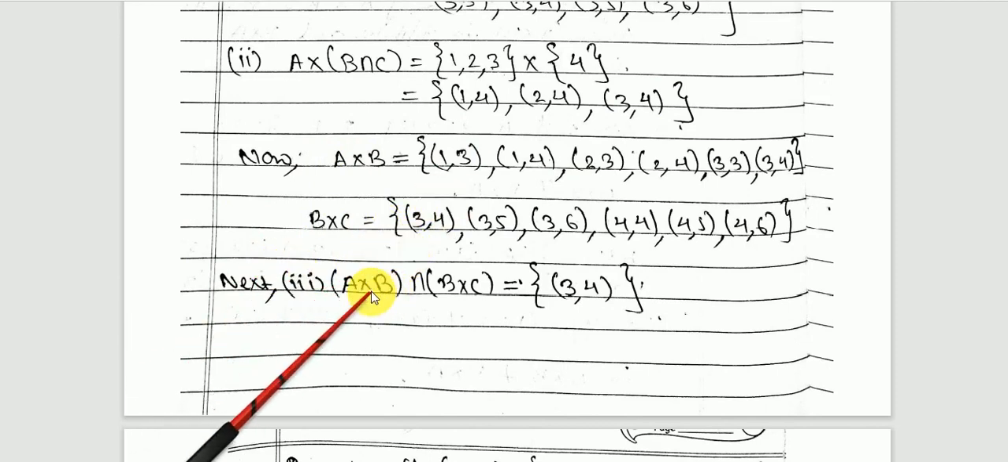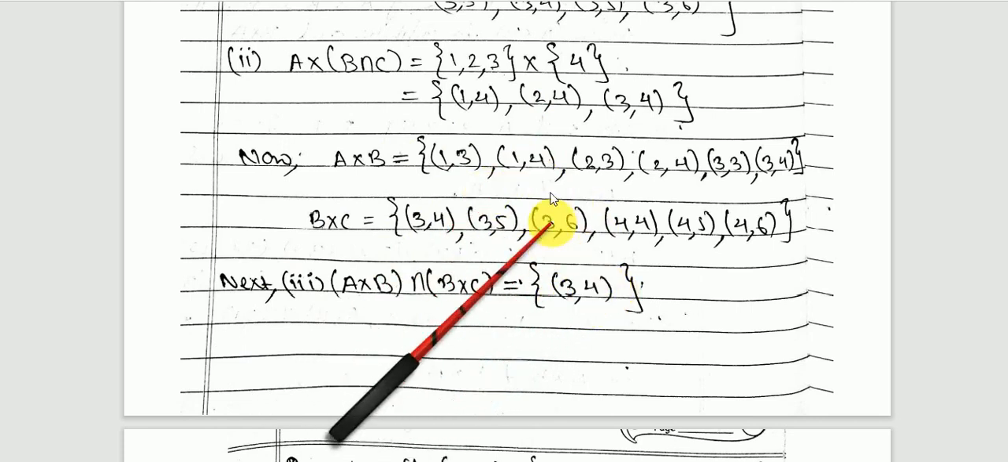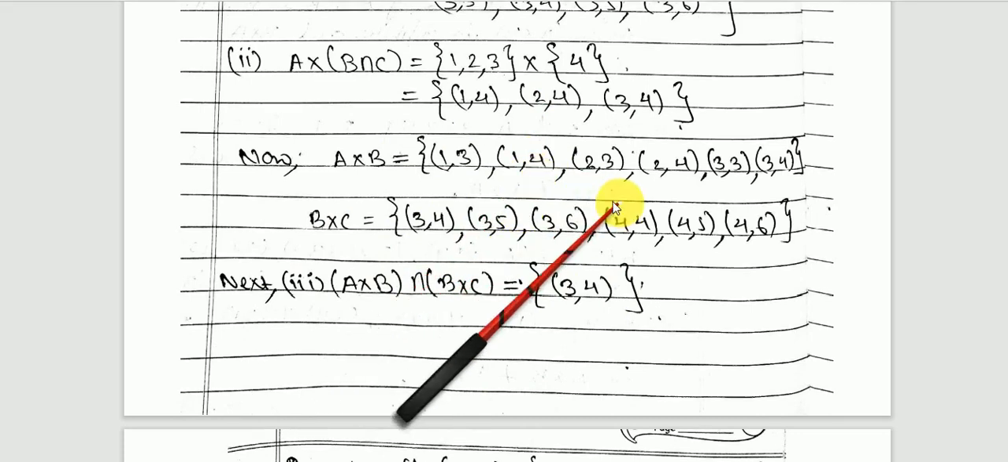And thereafter you can get the intersection. So whatever you can see common in these two sets you have to write down. So here you will find that only this ordered pair 3, 4 is the only one which is common in both. So we got this also.